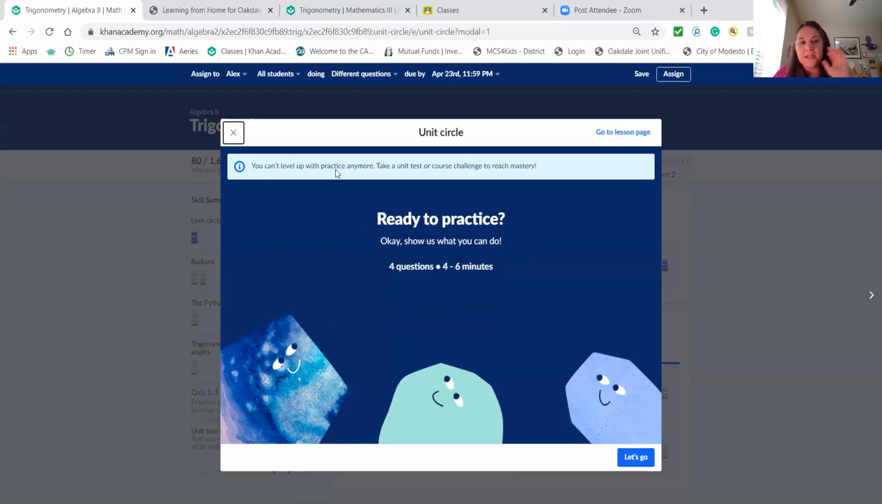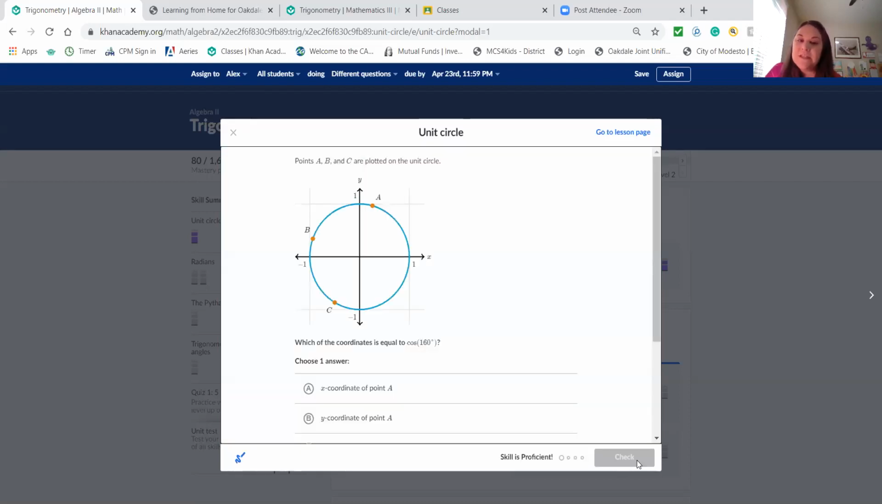So anyhow, I'm going to go ahead and do the first skill with you. You can see at the top, it says you can't level up with this practice. Again, what you want to try to do is level up to get mastery in trigonometry, or they have these little units. Okay, so let's go. Let's do 4 questions. This is the first skill. Points A, B, and C are plotted on the unit circle. Which of the coordinates is equal to cosine 160?